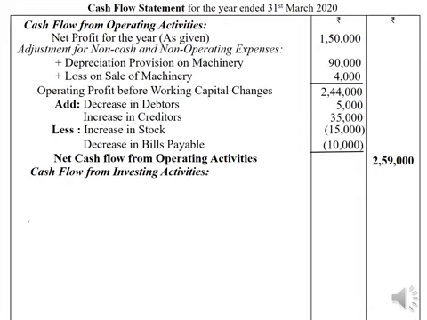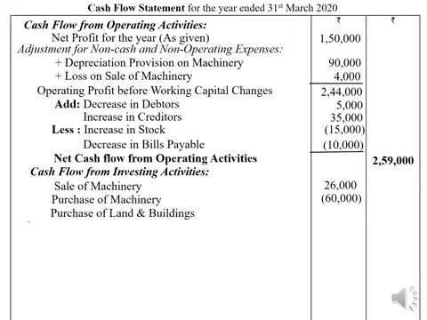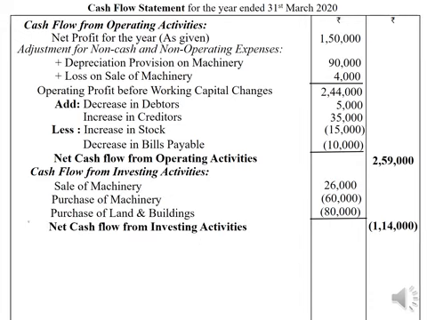Continuing, cash flow from investing activities. Sale of machinery is there, 26,000. Then purchase of machinery is also there, 60,000 minus figure. Then purchase of land and buildings worth rupees 80,000. Difference between opening balance and closing balance of land and building is increasing. Therefore, it has been assumed that 80,000 worth of land and building were purchased during the year. So summing up these three items, we get 1,14,000 as net cash flow from investing activities.